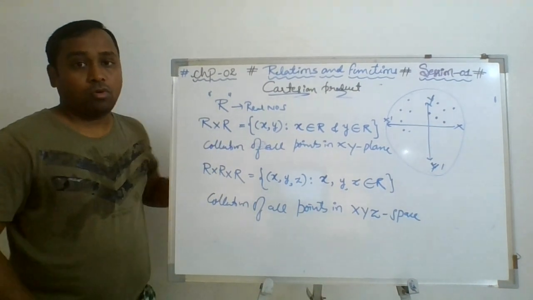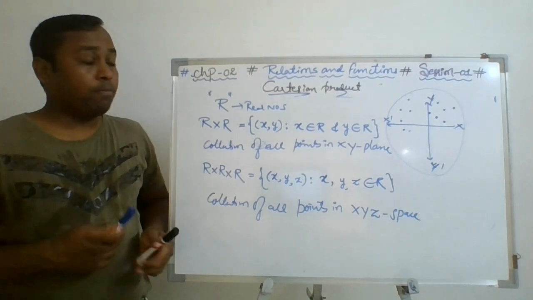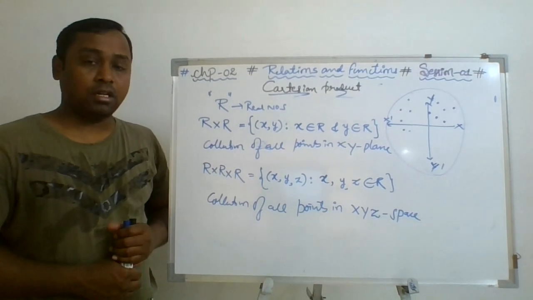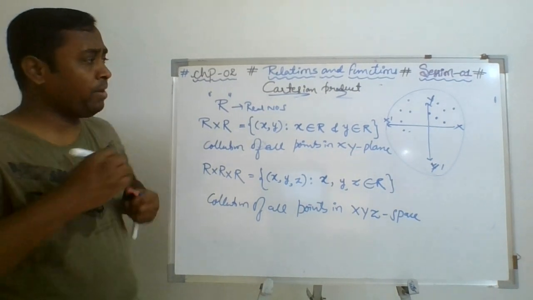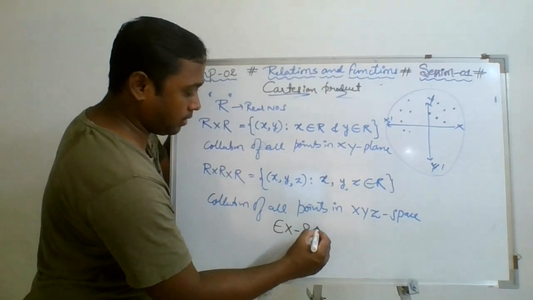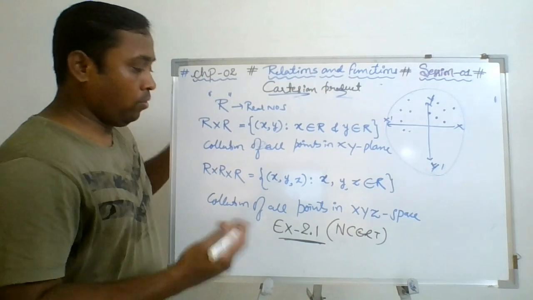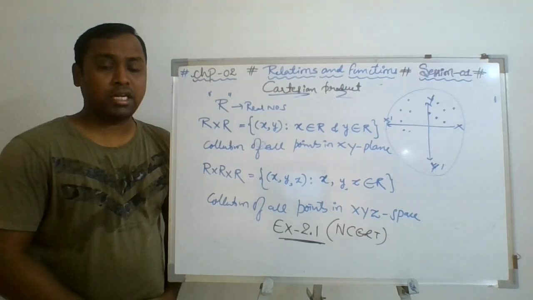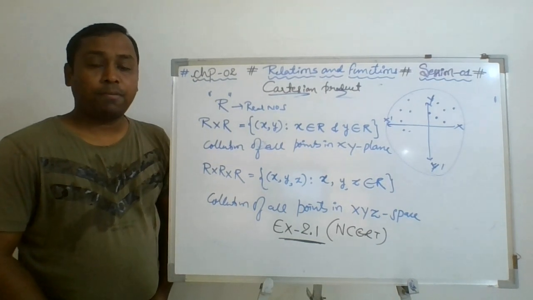So I hope you have understood the meaning of the Cartesian product, the important observations from it, and at the end its geometrical meaning. Based on this, you may finish the second chapter's first exercise, that is 2.1 from the NCERT textbook. As a beginner, just watch this video again and again until you get things clear, and then finish the exercise for practice purposes.